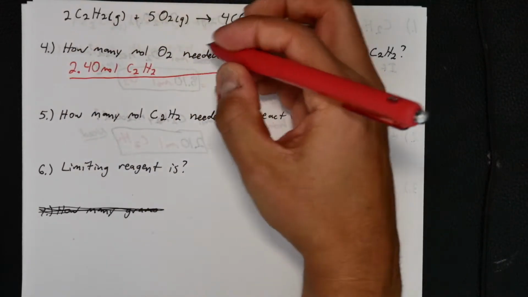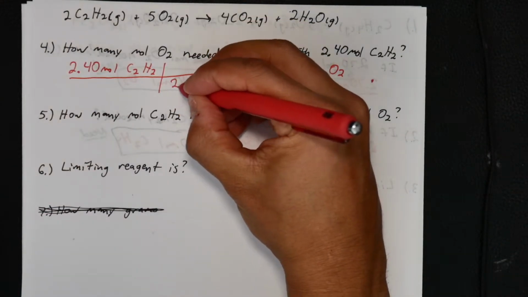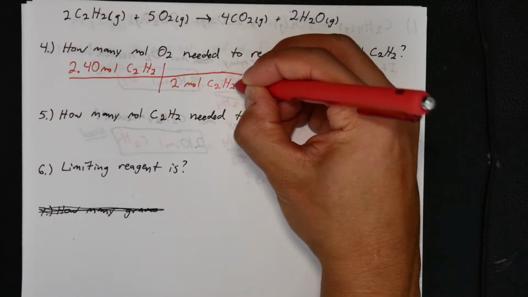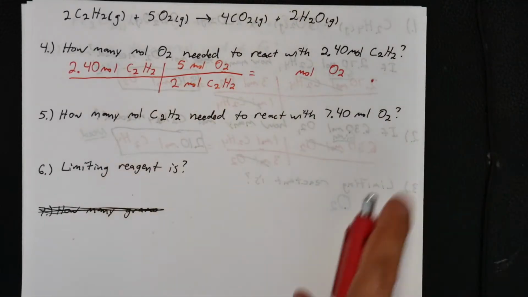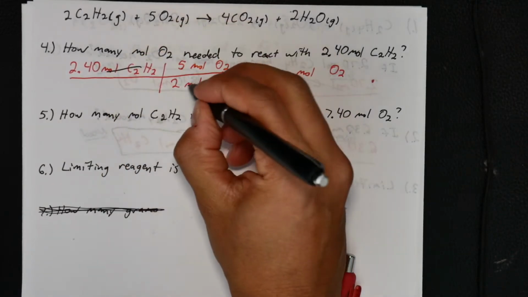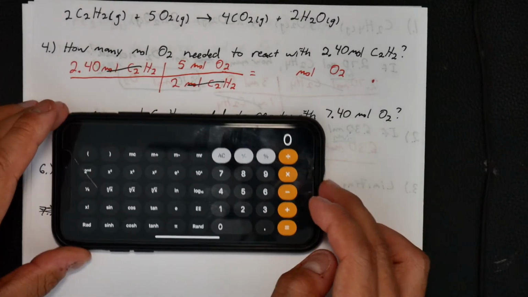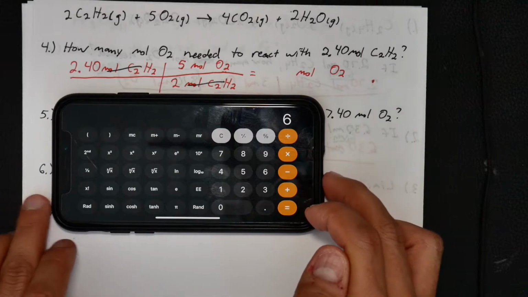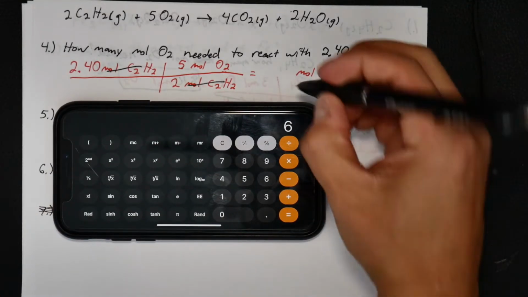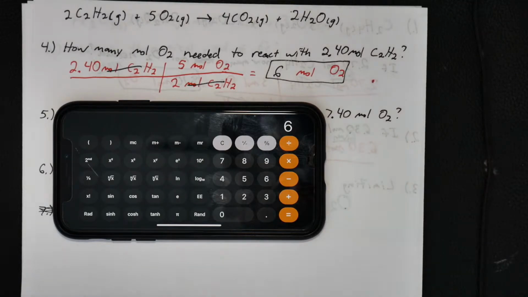So let's set up a conversion table and do some dimensional analysis. Since I'm starting with moles of C2H2, 2 moles of C2H2 will be written down on the bottom. 5 moles of O2 will be written on the top. Okay, so that moles of C2H2 will cancel with moles of C2H2, like so. So then to get our answer here, we are going to take 2.40 times 5, divide by 2, and it looks like we get a nice whole number of 6. And I believe the question did say round your answer to the nearest whole number, which we have. So it looks like 6 is what we're looking for.